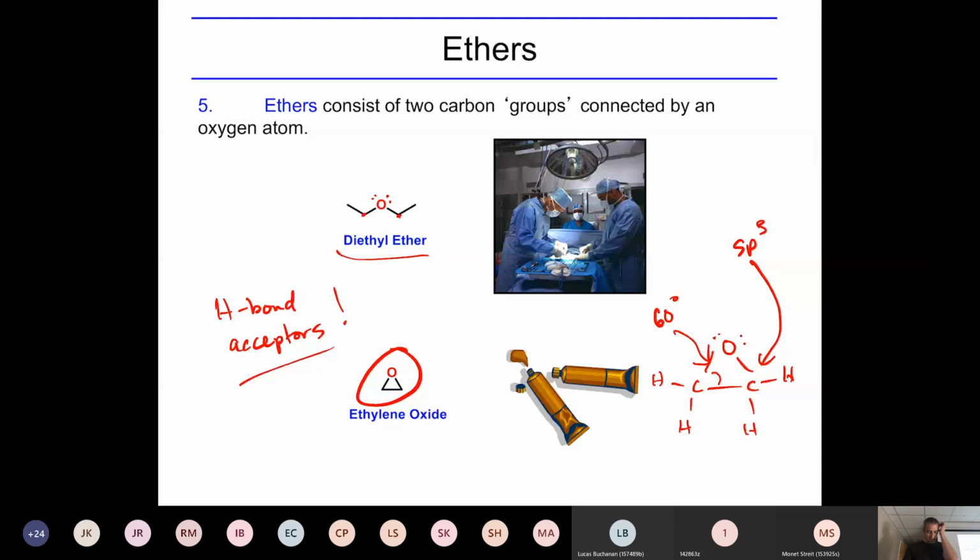A molecule like ethylene oxide is just waiting to undergo a reaction and open up. It creates a lot of strain in the molecule when you squeeze those bond angles to be very different than the 109.5 that they want to be. So this will react like crazy, and it's used in epoxy glues.